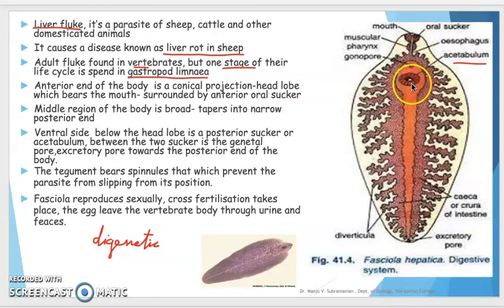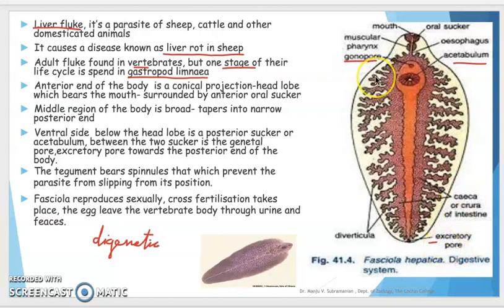Between these two suckers, the oral sucker and the ventral sucker, there is a genital pore called the gonopore. Towards the posterior end, you can see the excretory pore. So these are the openings. The gonopore between the two suckers is meant for reproduction. Then there is an excretory pore.